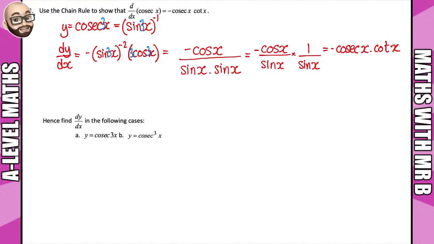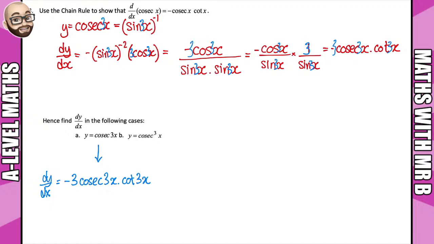So that means I need a 3 here and here, and these would also become 3's. I could put the 3 there and put the 3's here. So it's going to be minus 3 cosec 3x cot 3x. So my answer from A is going to equal, dy dx equals minus 3 cosec 3x cot 3x.